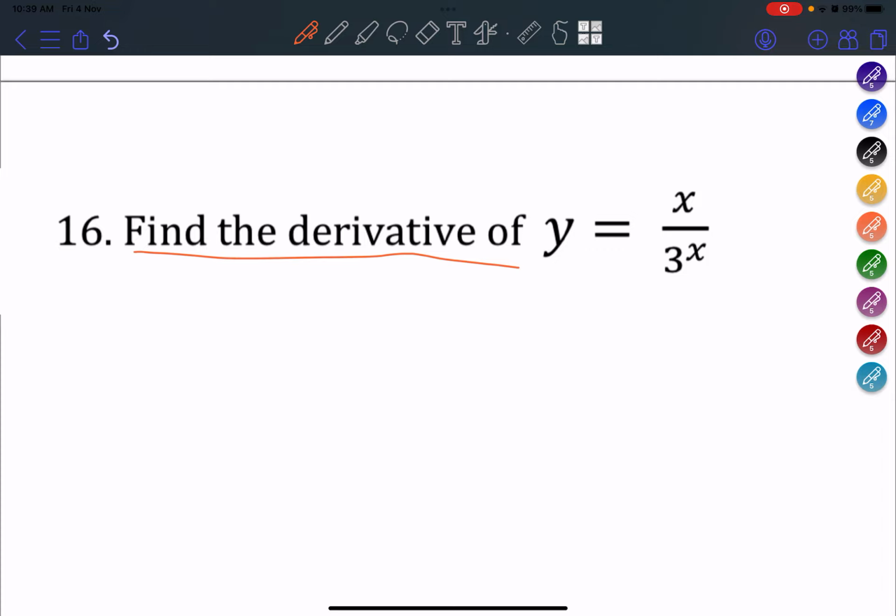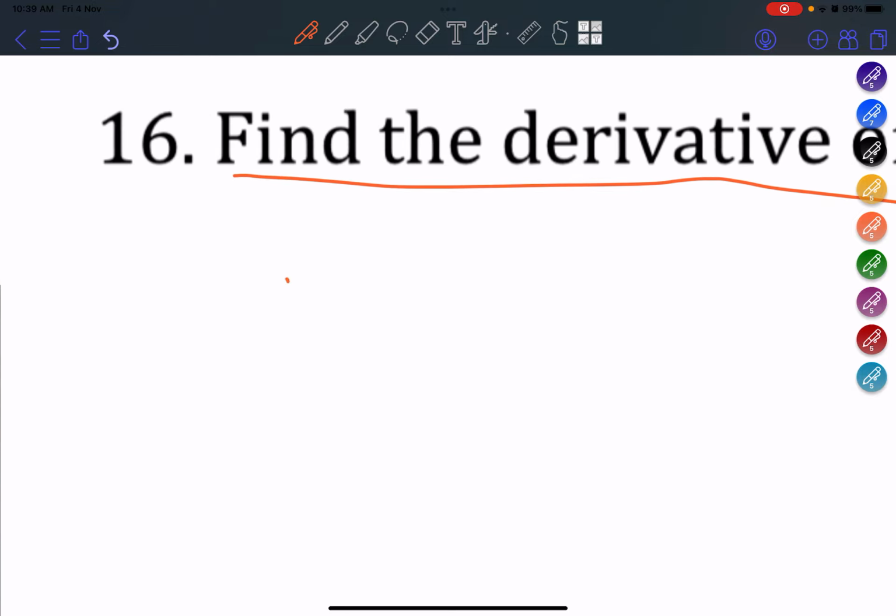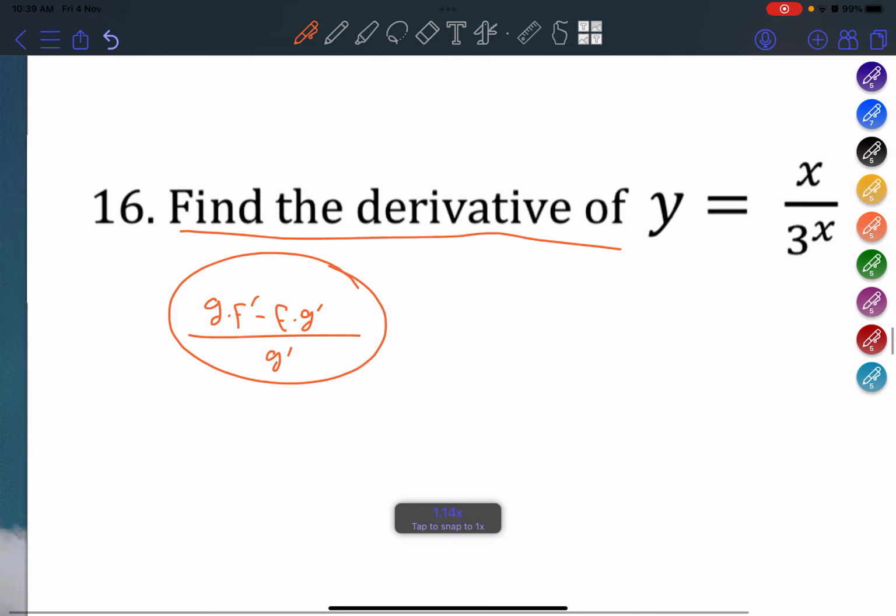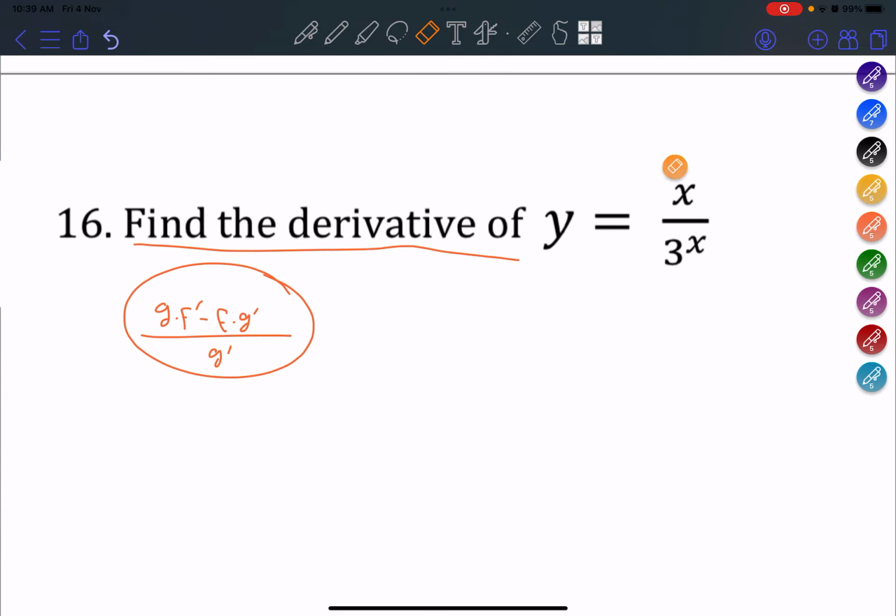So what is the quotient rule? The quotient rule states that g times f prime minus f times g prime, over g squared, will give us the derivative of this function, and we only use the quotient rule in case we have fractions. Okay, so now let's start first identifying the values.